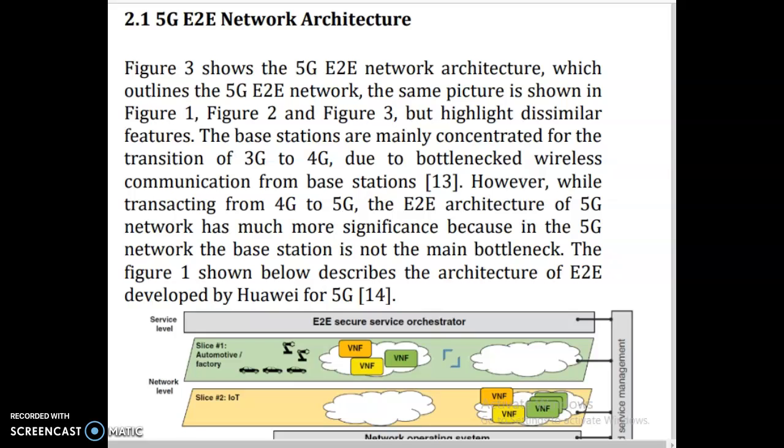5G E2E networks have four outstanding capabilities over 4G networks. The four capabilities are ultra broadband access, massive IoT connectivity, ultra reliable low latency, and the fourth one, E2E network slicing.